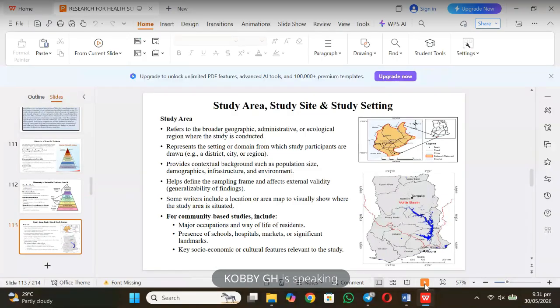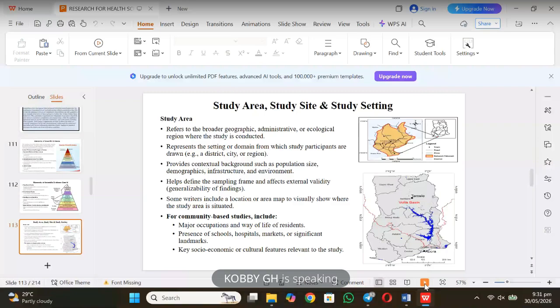So, study designs. Study area, study site, and study setting. At least know when we say study area, what does it mean? When we say study site, what does it mean? When we say study setting, what does it mean? All these things are in MCQ questions. Is that okay? So just know what it means and know the difference between them. When do we use study area? When do we use study setting?